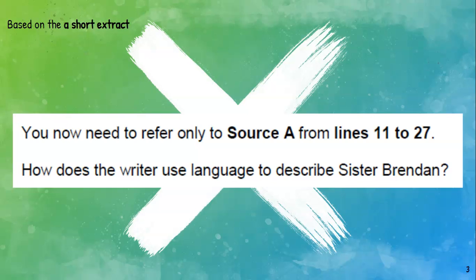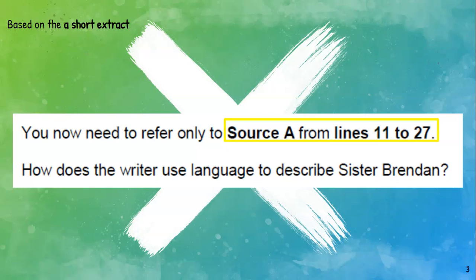So it directs you to the particular lines. Here we've got lines 11 to 27, but it doesn't print them again for you. So really pay attention to the lines that they want you to look at. It's worth drawing a box around them.